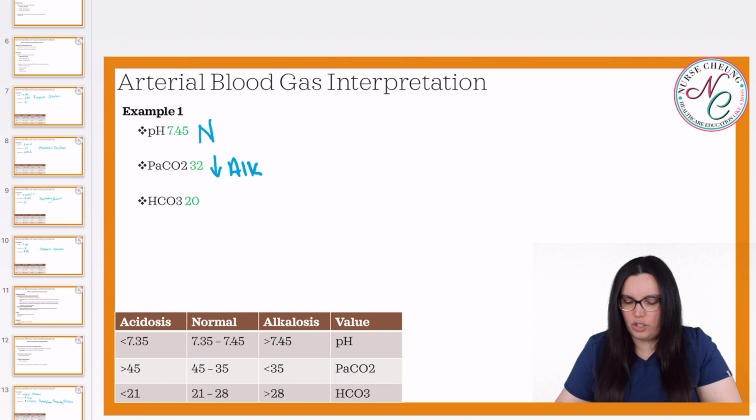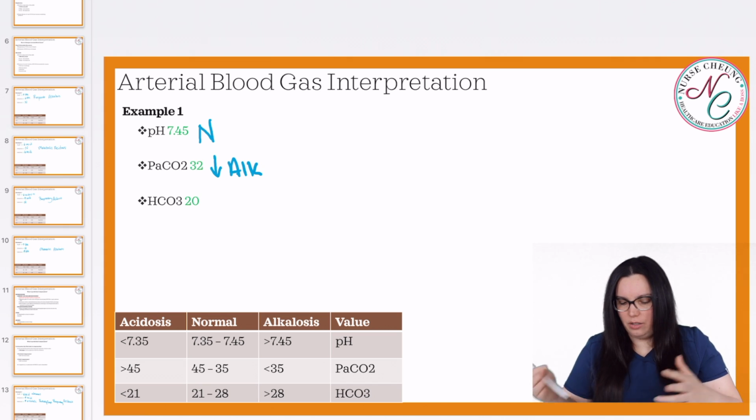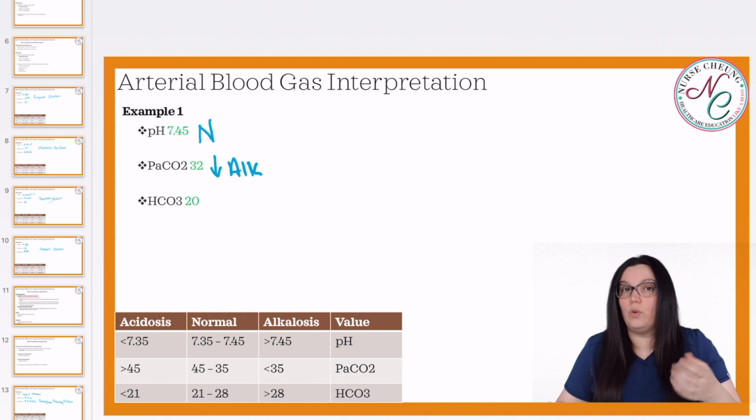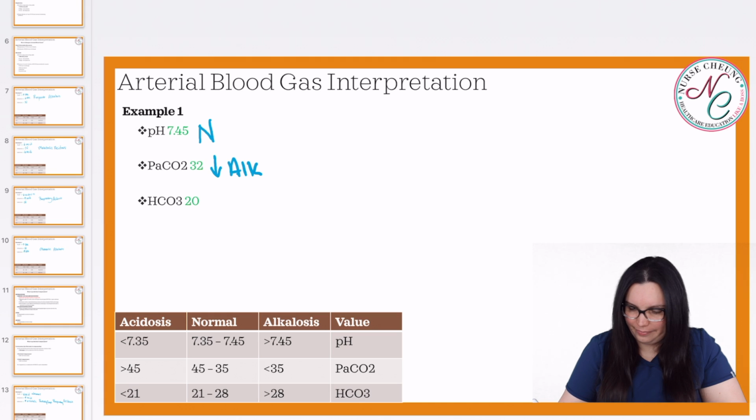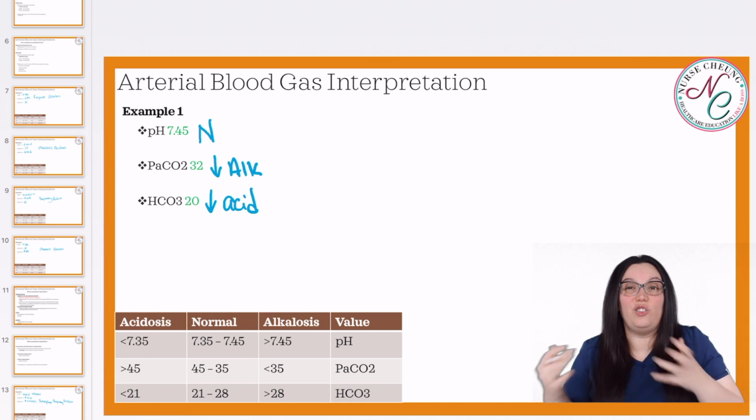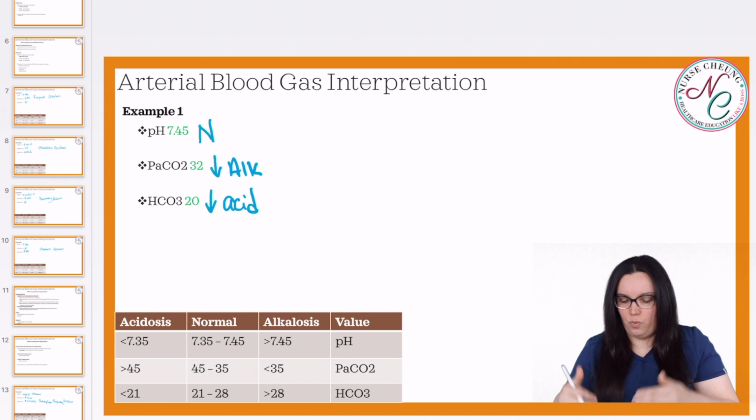Next, we move on to our HCO3. It's 20. So we know that normal is 21 to 28. Less than 20 is more acidic because we don't have enough base, right? So that number is going to be low. And we have a more acidosis component taking place with our metabolic component of our ABGs.